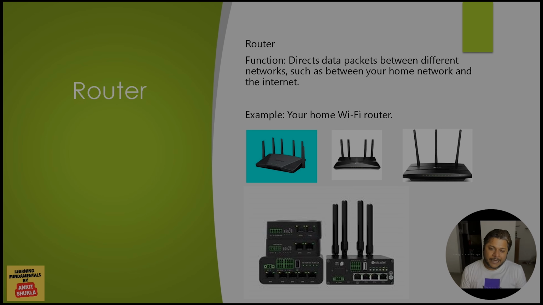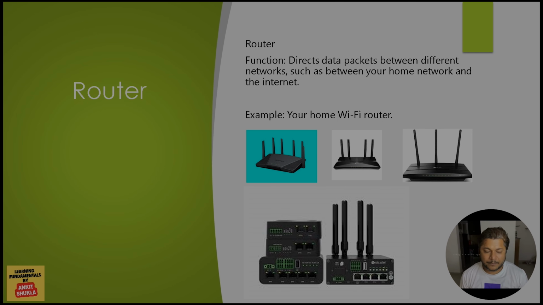The one that shows up at the bottom is an industrial router, which is used by organizations for a bigger purpose because they have a larger range. They need to connect multiple devices, more devices than you can assume are available in a home network.